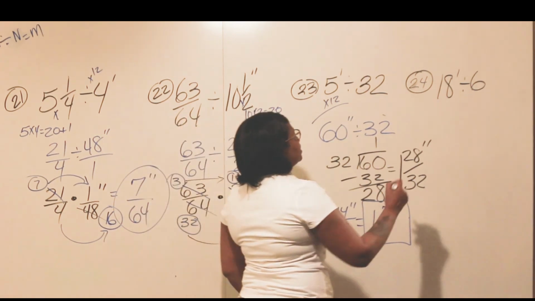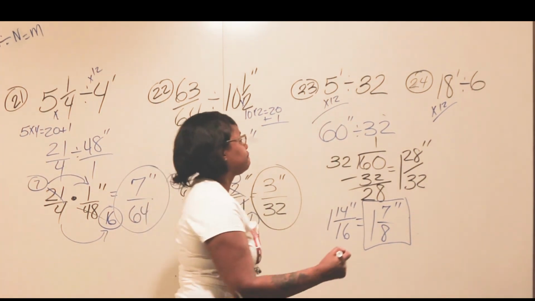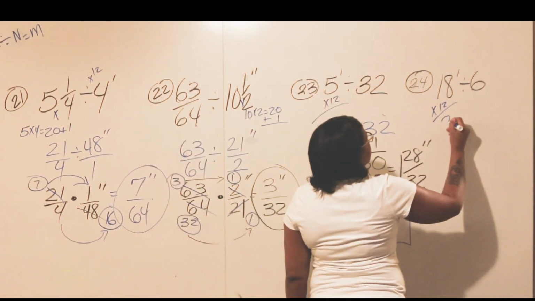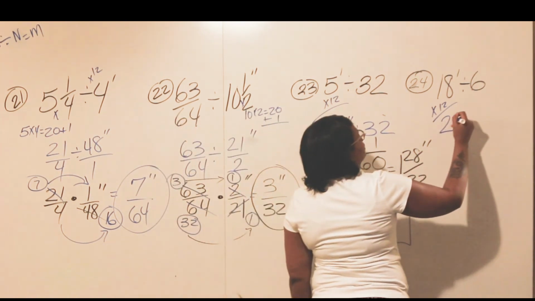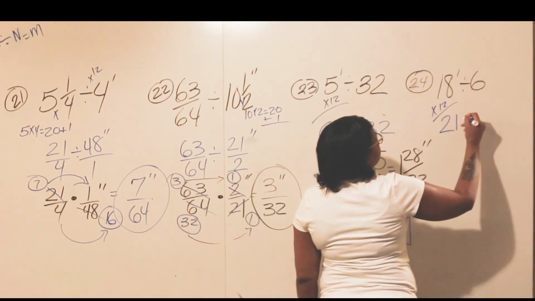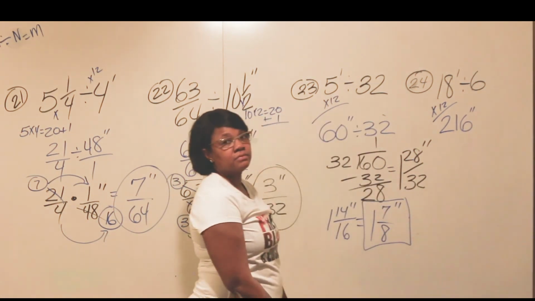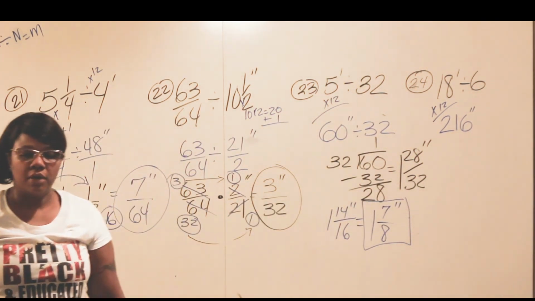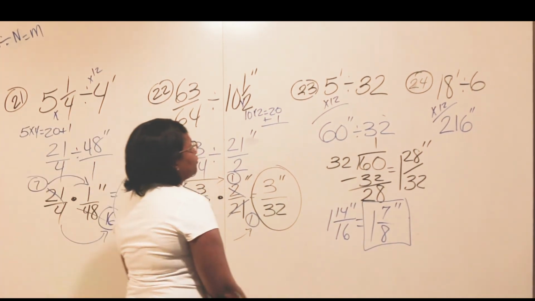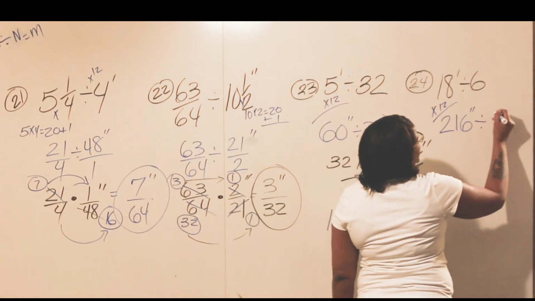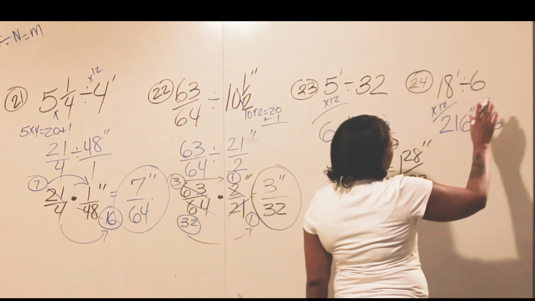So 18 feet times 12. 18 times 12 gives you 216 inches. We're just dealing with whole numbers divided by 6, so we're going to treat it just like a division problem. We're not going to turn anything into improper fractions.